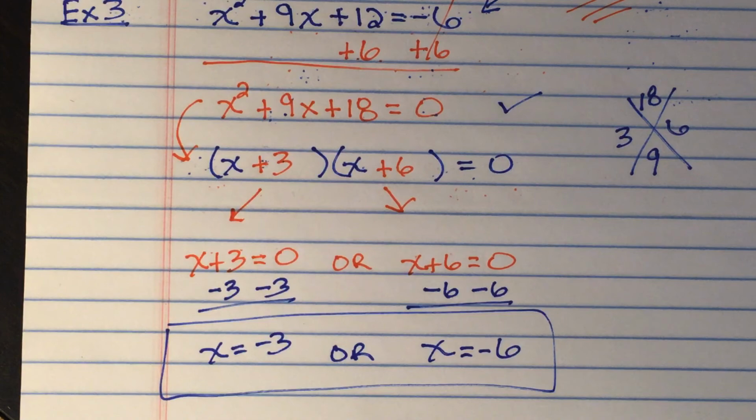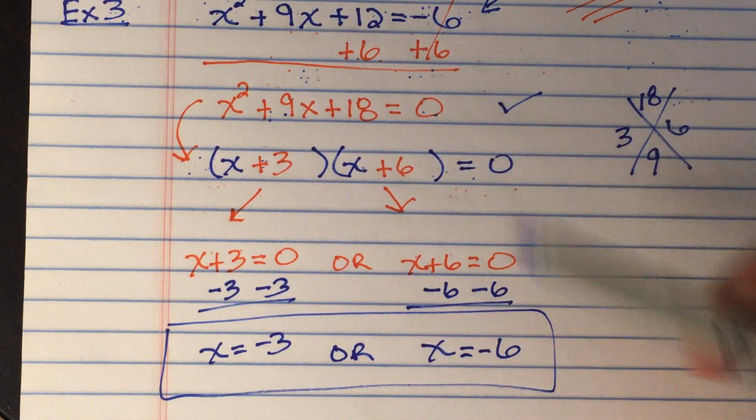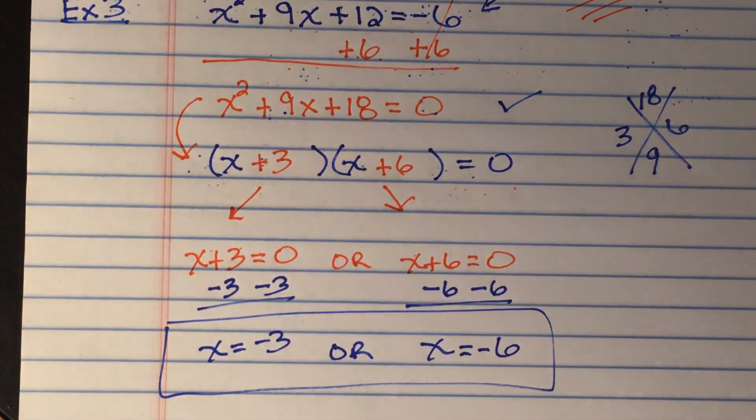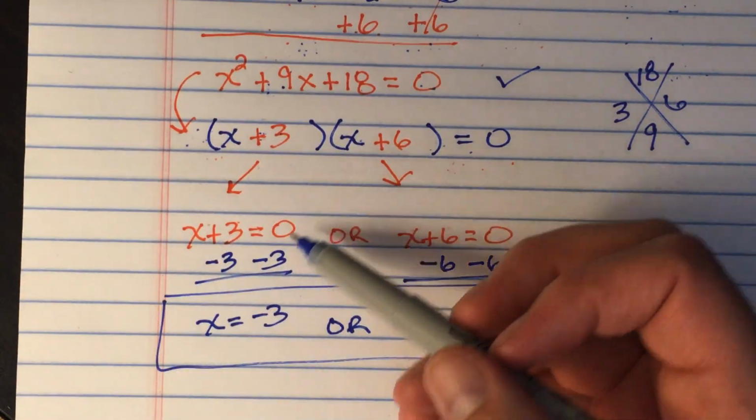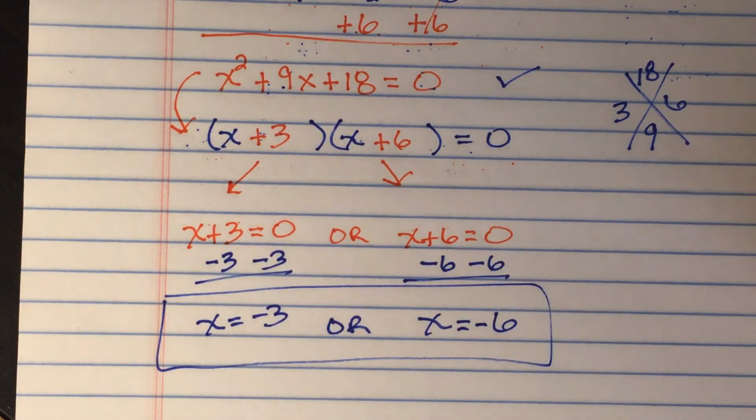Because of the zero product property, it basically says if I have 2 things multiplied together that gives me 0, I know one of those 2 has to be 0. So I know my answers could be x plus 3 equals 0 or x plus 6 equals 0. Then I just solve there. So hopefully that made some sense.